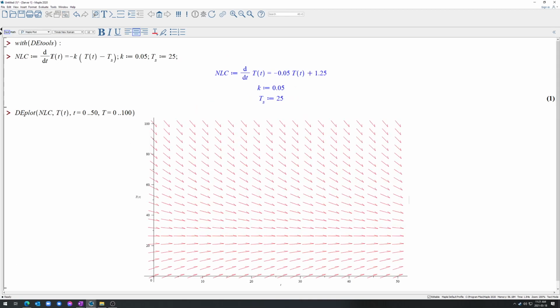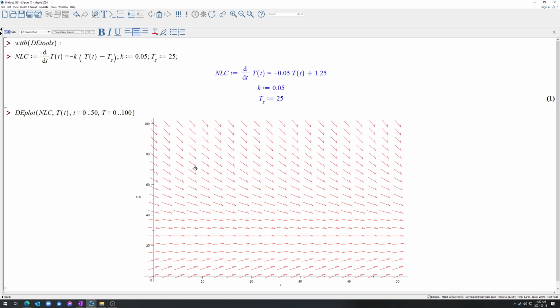All right, well, here is that Newton's law of cooling, NLC. That's the differential equation where we have the rate of change of temperature with respect to time at time t equal to negative k times the difference in temperature at time t minus temperature of the surroundings. And I'm choosing to use this relative cooling rate of 5%, 0.05. And I'm going to use TS, temperature of the surroundings, equal to 25 degrees.